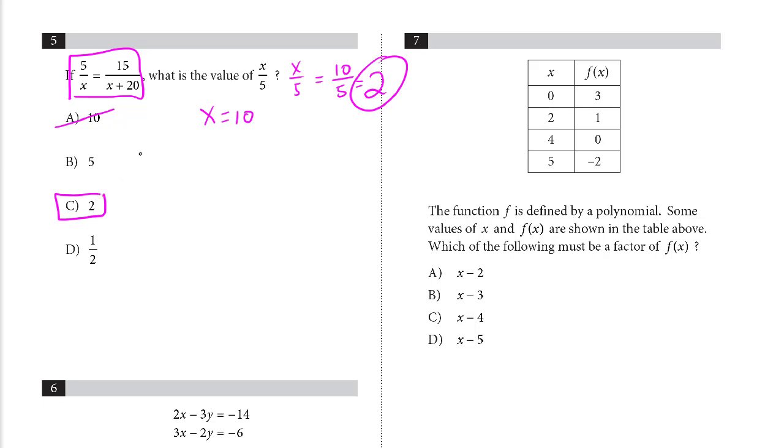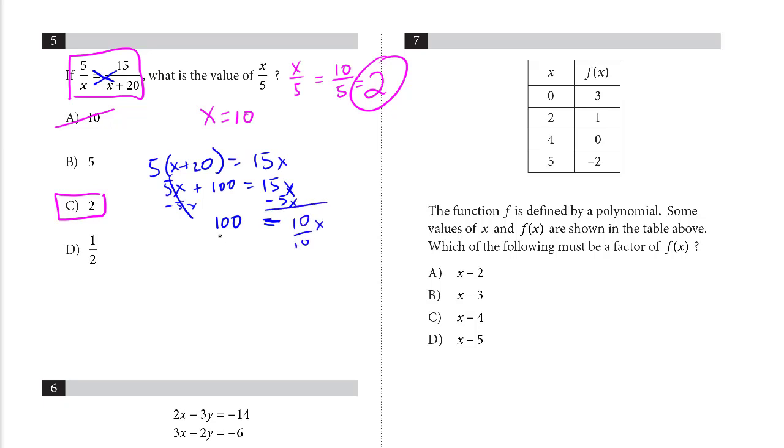The more formal approach is to solve this algebraically. And I can do that. I might start by cross-multiplying this proportion equation. So 5 times x plus 20 equals 15 times x. And if I distribute, that's 5 times x, or 5x, plus 5 times 20, which is plus 100, equals 15x. Now I'll subtract 5x from both sides. And I'm going to get 100 on the left side, the 5x's cancel, equals 15 minus 5x is 10x.